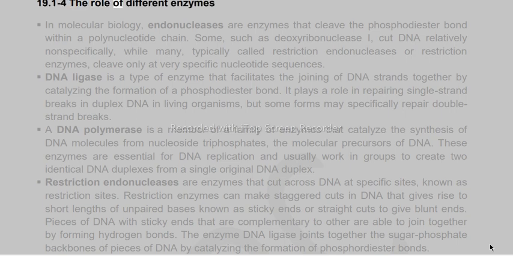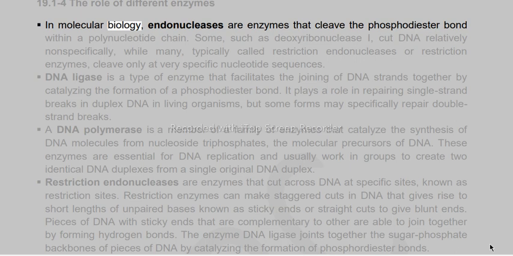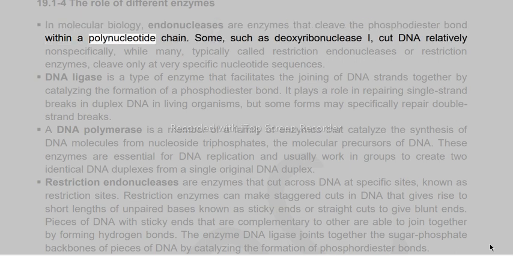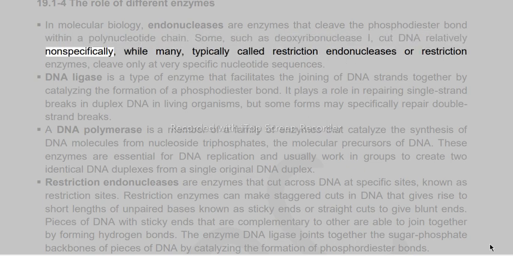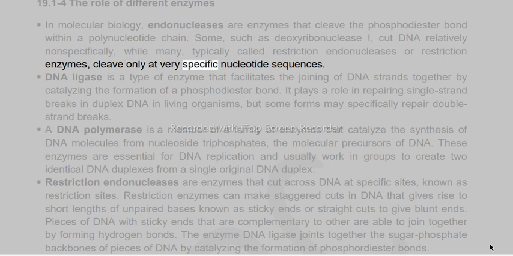19.1.4 The role of different enzymes. In molecular biology, endonucleases are enzymes that cleave the phosphodiester bond within a polynucleotide chain. Some, such as deoxyribonuclease I, cut DNA relatively non-specifically, while many, typically called restriction endonucleases or restriction enzymes, cleave only at very specific nucleotide sequences.